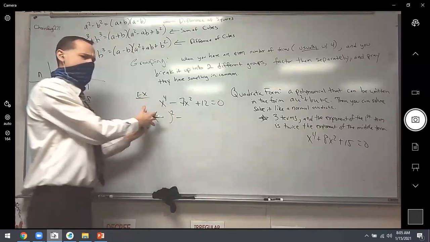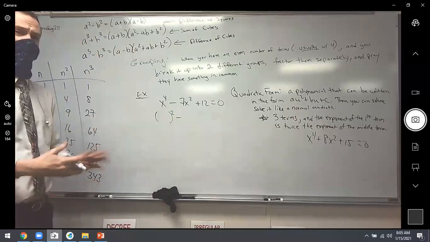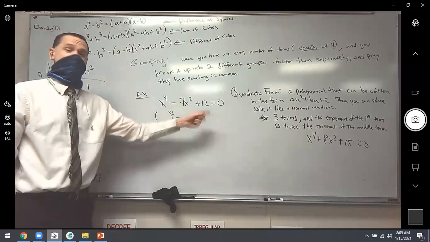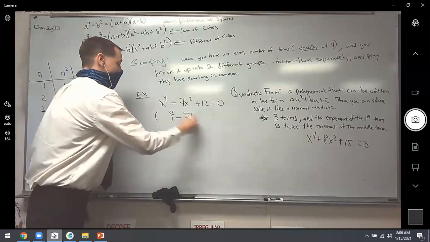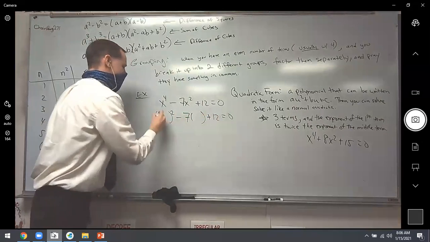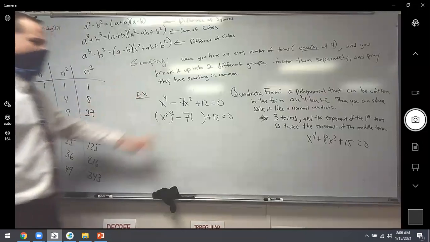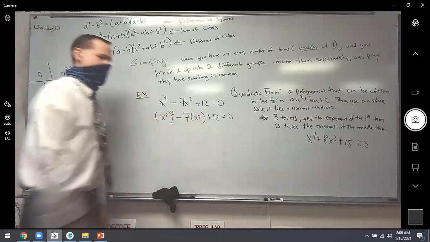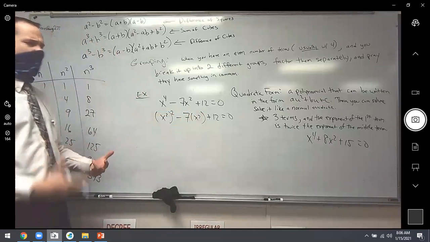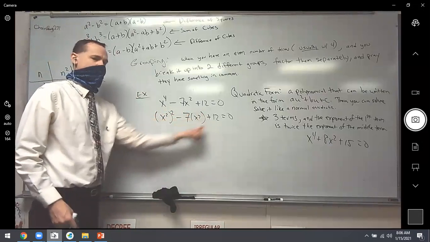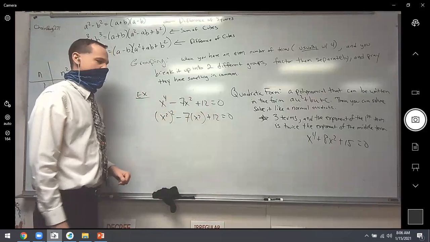Could you write the first thing as something squared? That's what a quadratic is. A quadratic starts off with something squared minus 7 times a something. x squared, agreed, just like the warm-up, right? So if I think of this as x squared and I think of this as just an x squared, then it looks like a quadratic. Something squared minus 7 times something plus 12 equals 0.